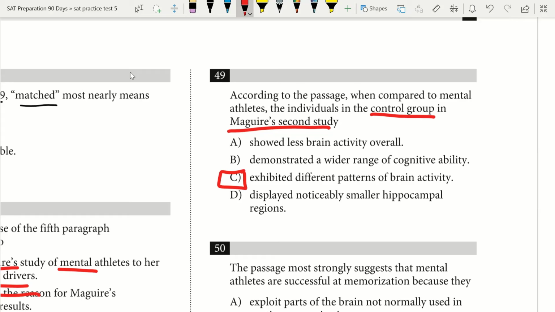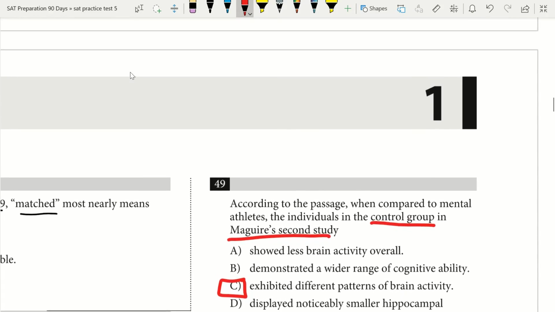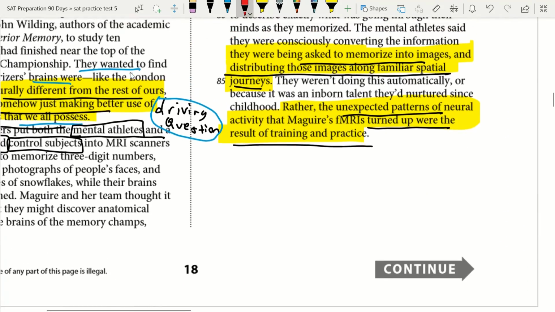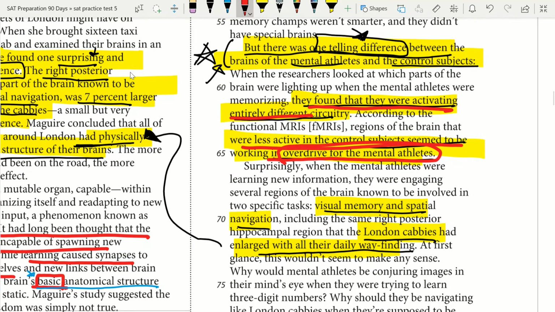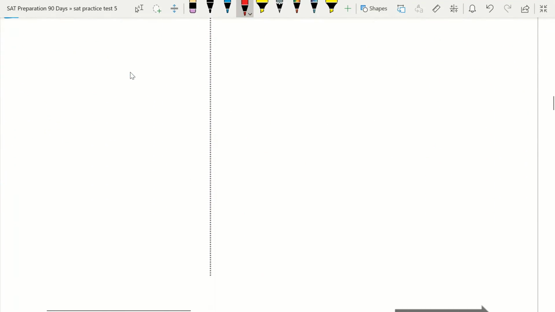Well, in our paragraph, I'll go ahead and show you where it is, we talk about how we have a working in overdrive of the mental athletes in that portion of the brain that deals with images, versus in the control or the comparable group, they were less active. Okay, so that's a difference in activity of the brain. We have it working in overdrive in the mental athletes. So answer there is going to be C.